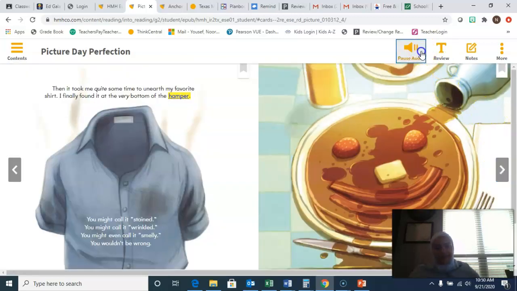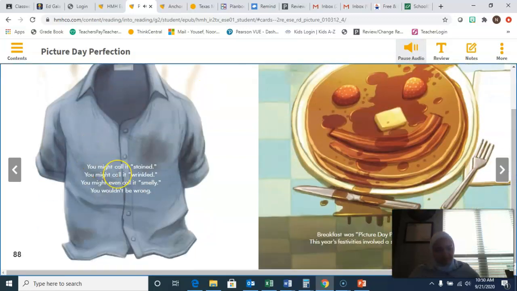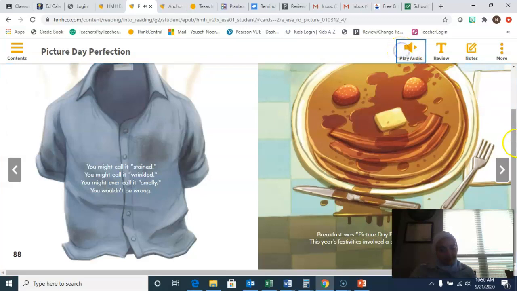All right. Then it took me quite some time to unearth my favorite shirt. I finally found it at the very bottom of the hamper. You might call it stained. You might call it wrinkled. You might even call it smelly. You wouldn't be wrong. Ew.